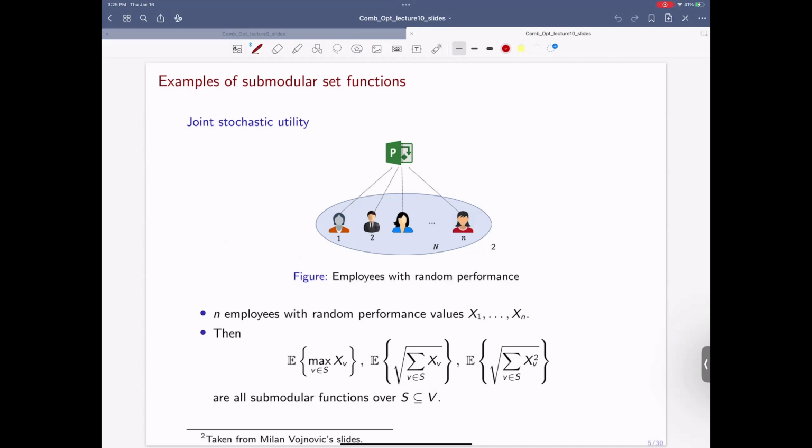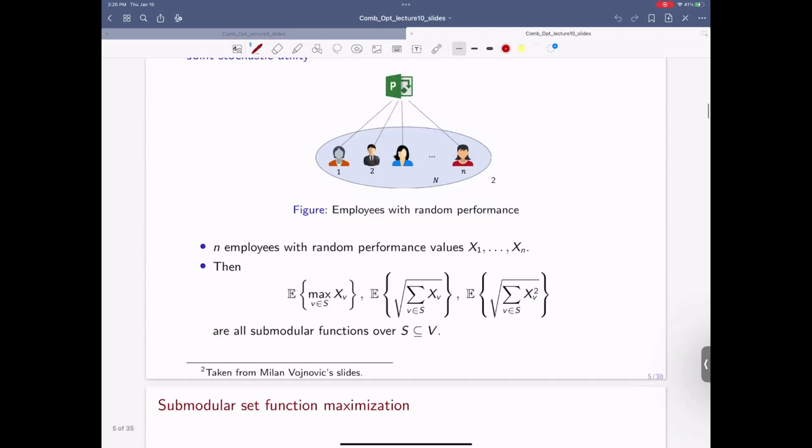If you look at the first one, you take the expected value of the maximum performance. You can imagine a sports team. You hire a pool of players and athletes, and your ultimate goal is to take the gold medal. When you imagine a gold medal, the highest performance is what matters. So this is what's important. You can also take the square root of the summation of the utilities, and take the expected value. Even in the stochastic setting, these functions give you a submodular function.